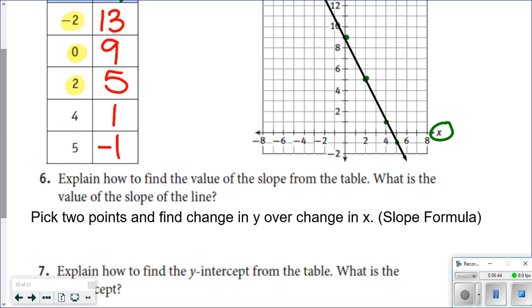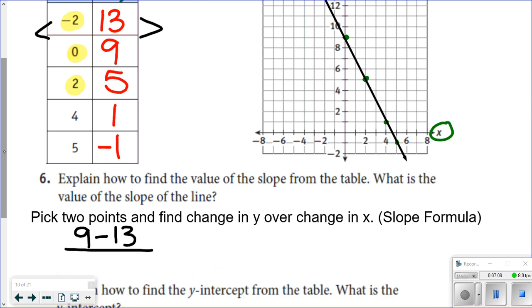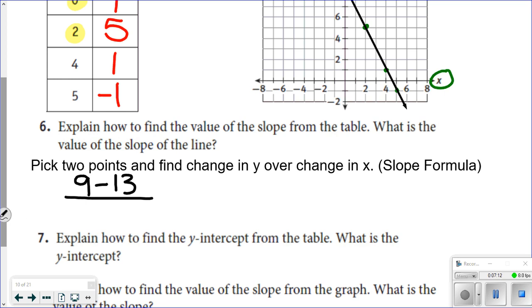So let's do that. I'm going to use the first 2, these 2 right here. So it would be 9, my second y, minus my first y, which is 13, y2 minus y1, divided by x2, which is 0, minus x1, which is -2. So 9 minus 13 gives me -4.